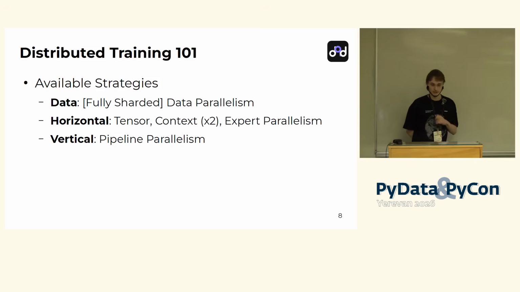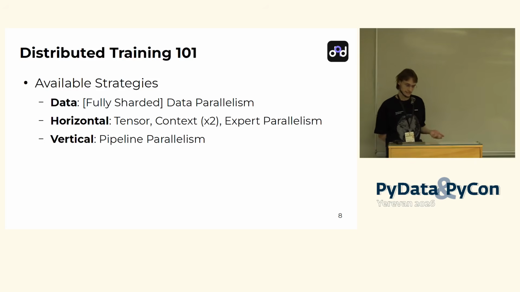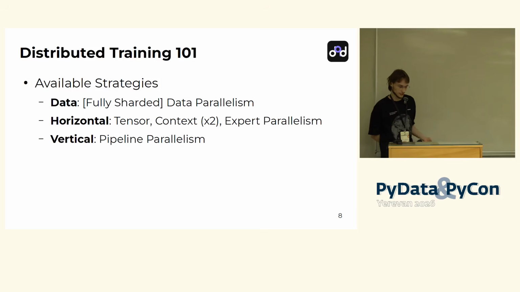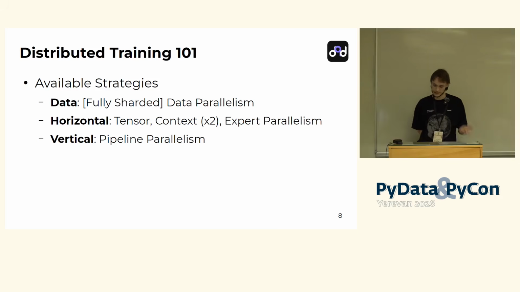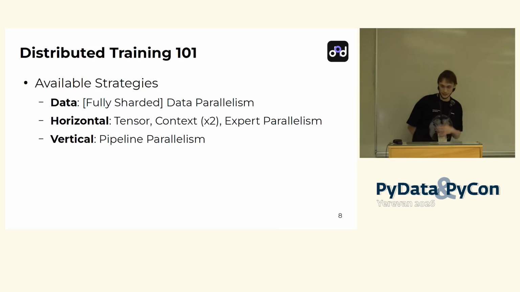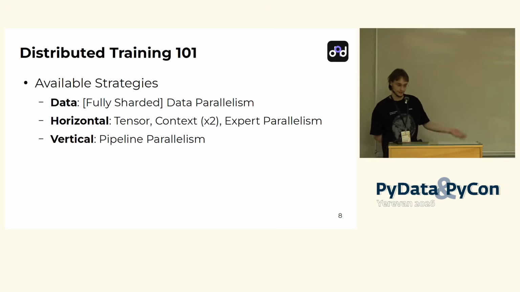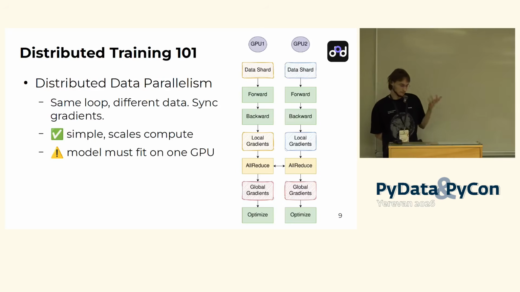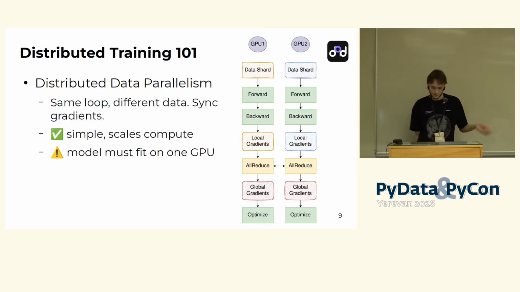Now I'll show you the strategies to facilitate distributed training. I prefer to group them into 3 categories. The first one is about data. It's data parallelism and fully sharded data parallelism. The second category is horizontal parallelism. That's how you can split each individual layer onto your GPUs. And the third one is vertical parallelism. That's how you can split the model vertically, layer by layer. I'll show you some of these methods and describe in a few words how they work.